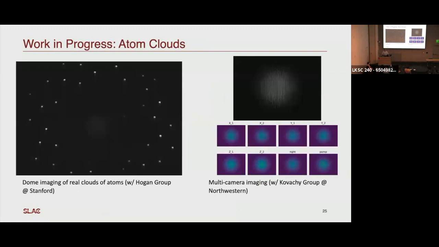Of course, in practice, we're not going to be doing this on these little 3D printed objects. We're looking at atom clouds. There's some work in progress with the Hogan group at Stanford on dome imaging of real clouds, but you don't necessarily have to use our dome for this kind of multi-view imaging. We're working with a group at Northwestern to try to do this 3D reconstruction, but just using a set of cameras instead of this fancy sensing device.